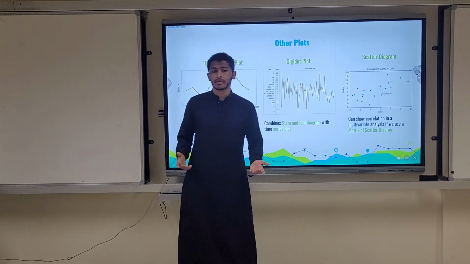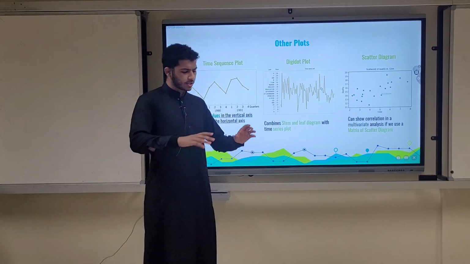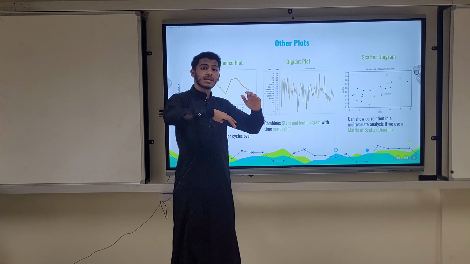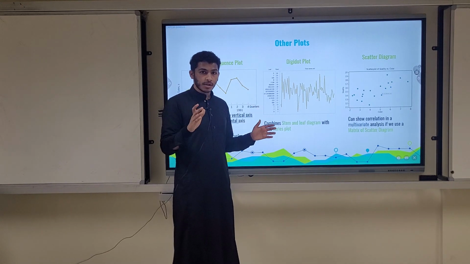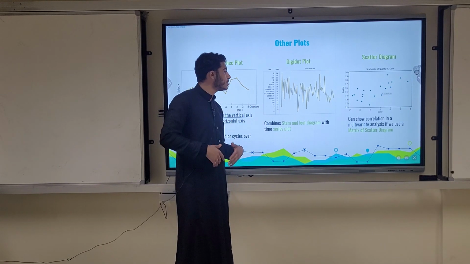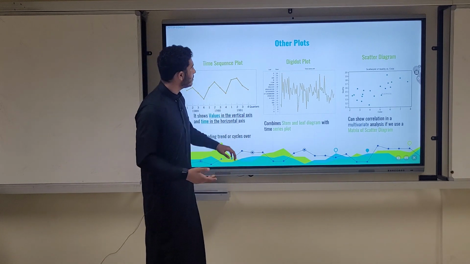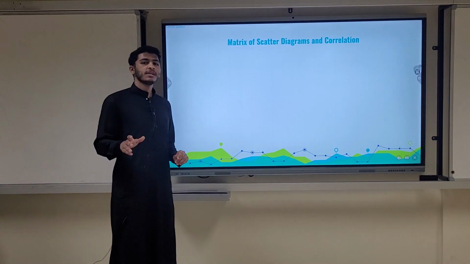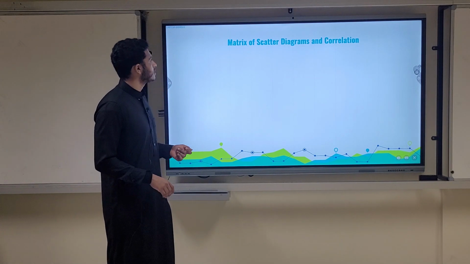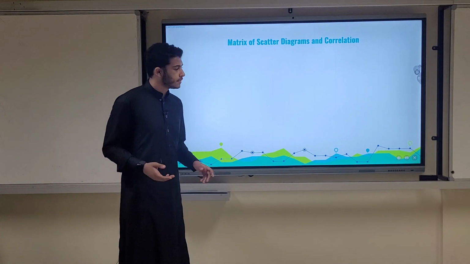If we use a scatter matrix, where we put more than one scatter diagram on top of each other, we can see relationships between more than one variable at the same time. We're going to have an example for this. So let's have an example of a matrix of scatter diagrams and talk about correlation.